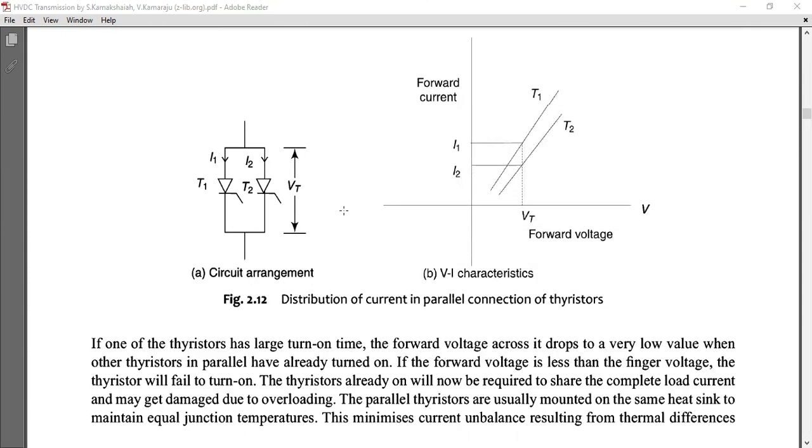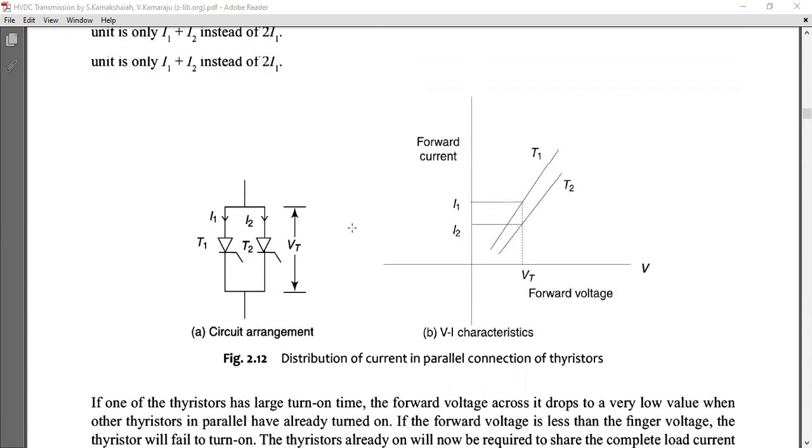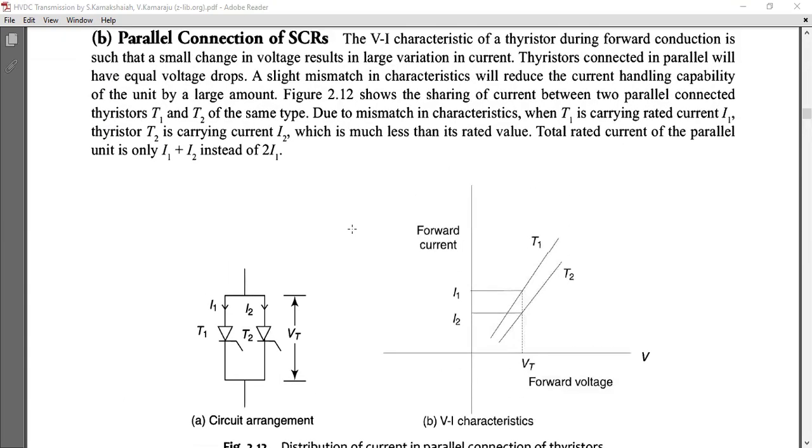And next, this is the parallel connection. See here, these are the VI characteristics of the thyristor during the on time forward conduction. If the thyristors are connected in parallel, we can assume that the same voltage drop is shared between the two thyristors. So this is having a voltage of VT.